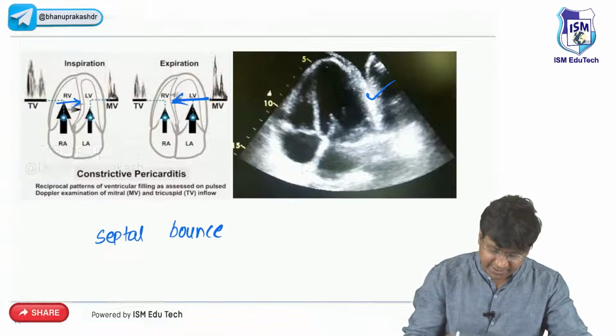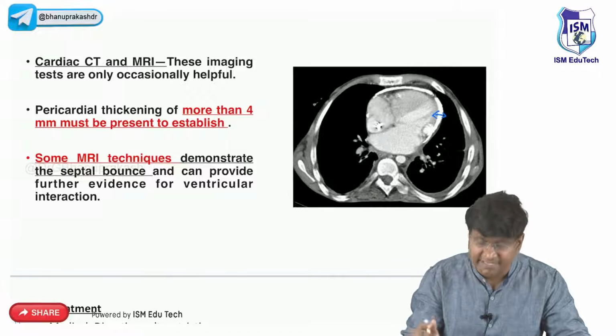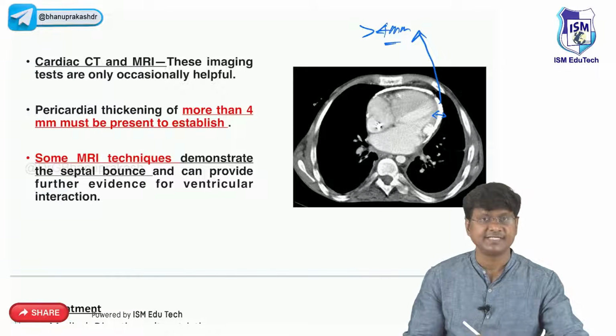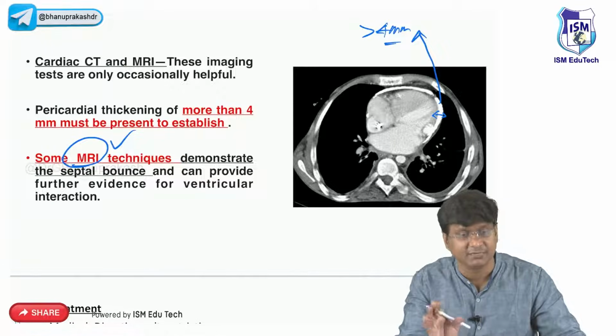And another important thing is the CT scan. The CT scan will show you that the pericardium is thickened more than 4 mm, right? More than 4 mm. That is what you will see within the CT scan. And there are certain MRI techniques that will demonstrate the septal bounce as well.